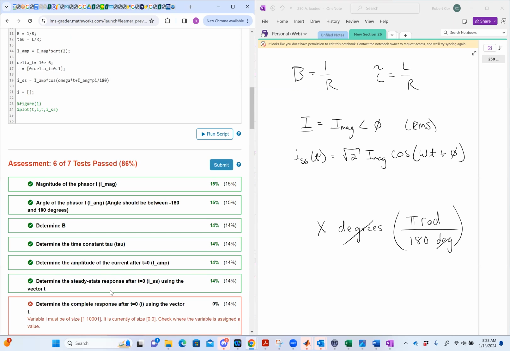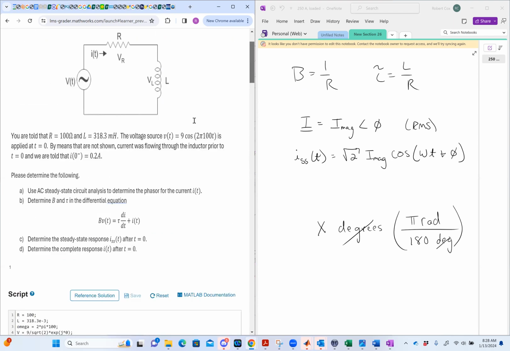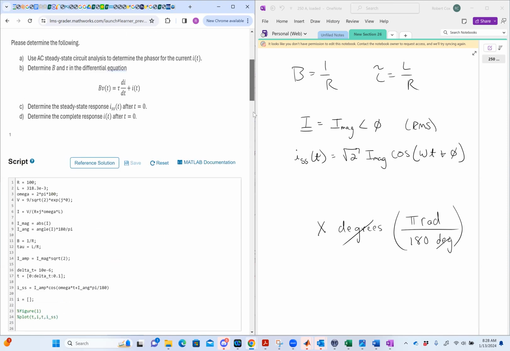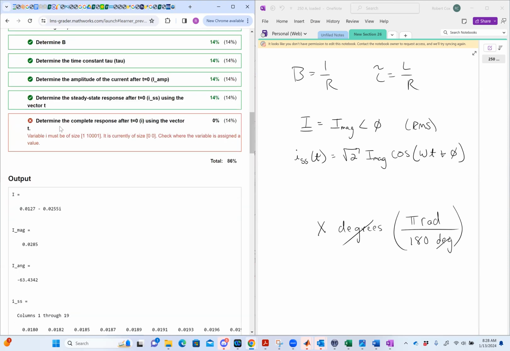All right, and I got that correct. Okay, good. So I got the steady state response part done. Now the next question, part D, says determine the complete response I of t after t equal to 0. The answer should be in the vector I, and I use the given time vector t.